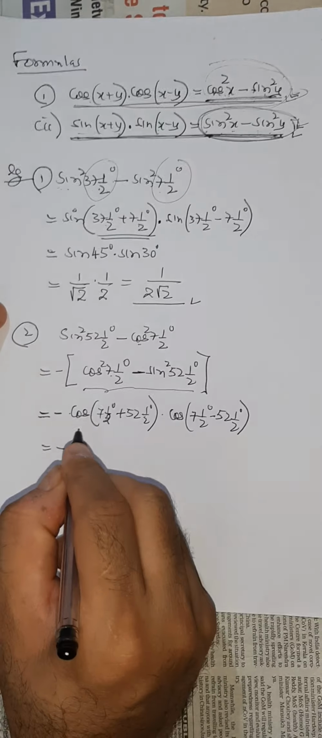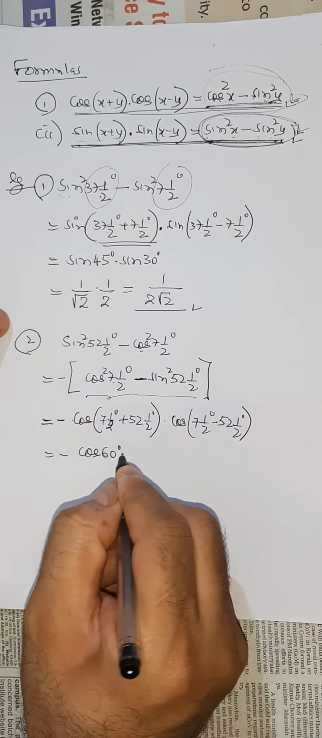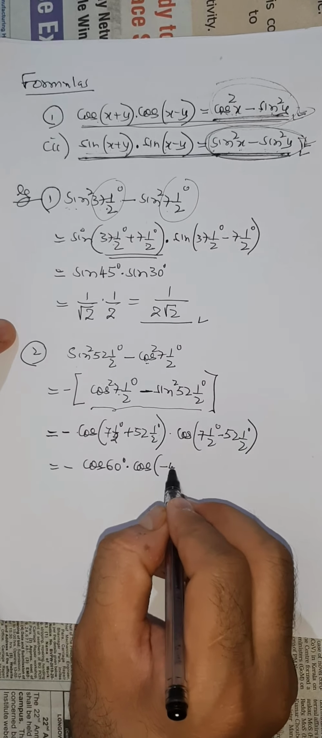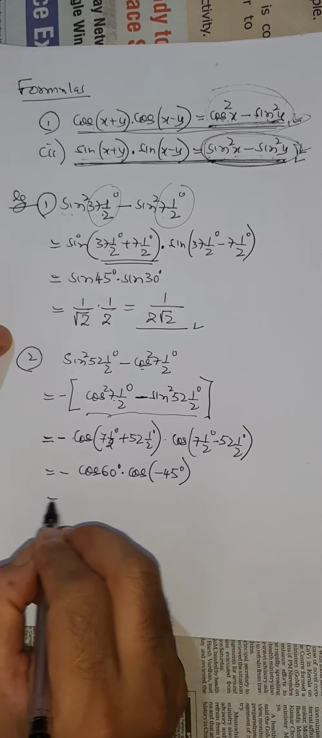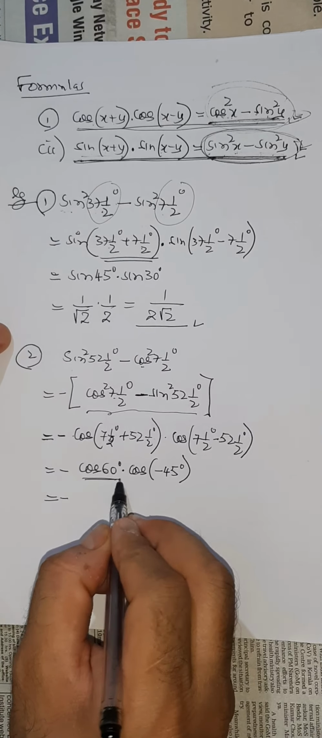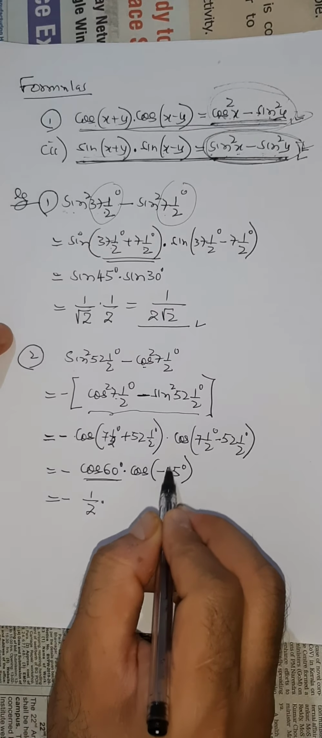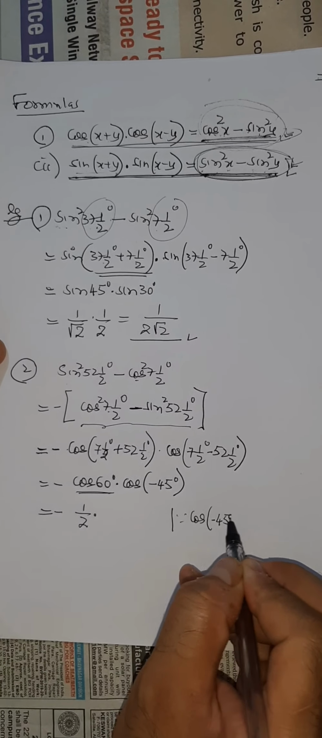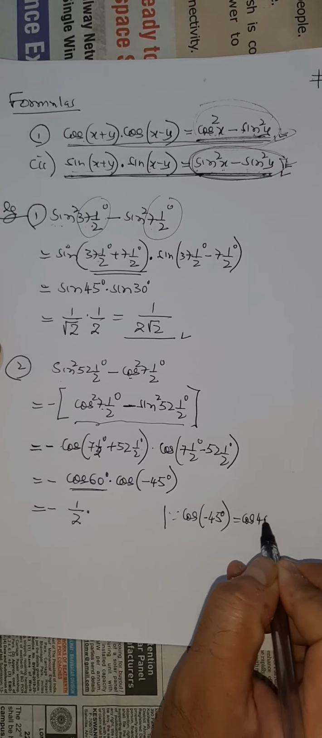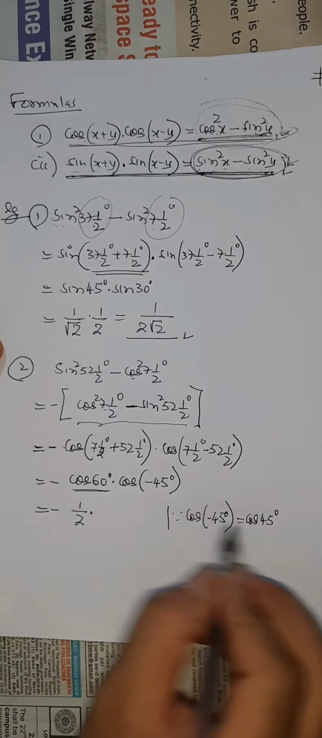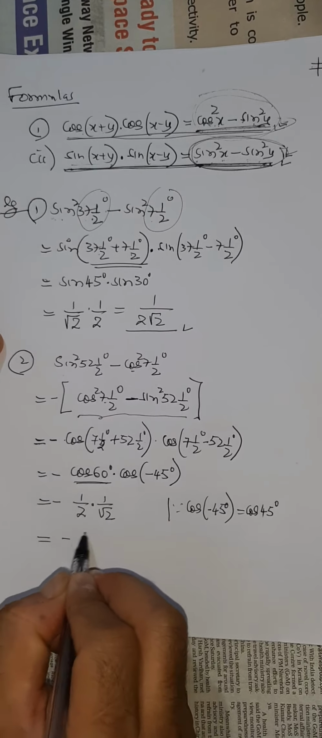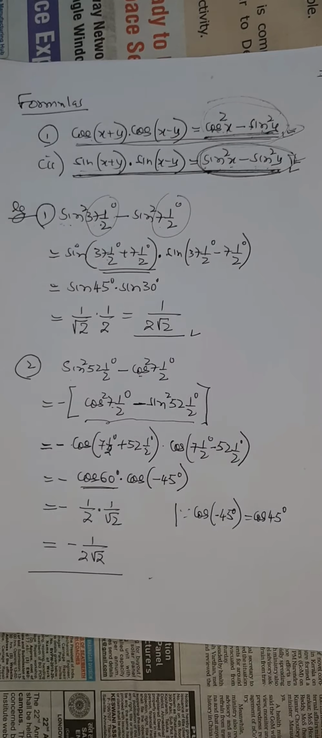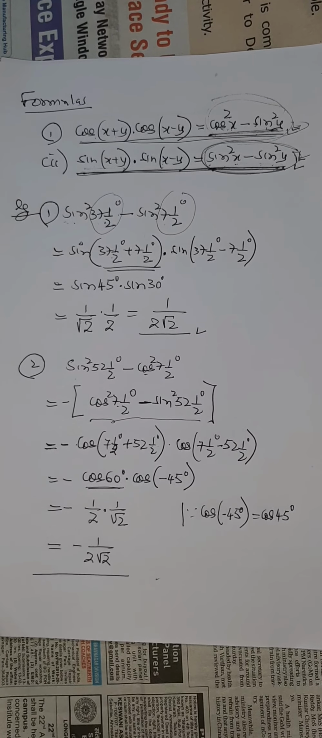Now what is this? This is nothing but the cosine 60 degree, 52.5 plus 7.5, into cosine, what is this? Minus 45 degree. Minus cos 60, that is 1 by 2. Cos is an even function, so this is same as cos 45 degree. Remember, cos minus 45 degree is same as cos 45 degree. It's an even function. And what is cos 45 degree? 1 by root 2. So this is minus 1 upon 2 root 2 is the answer. So this way we use these two important formulas, remember.